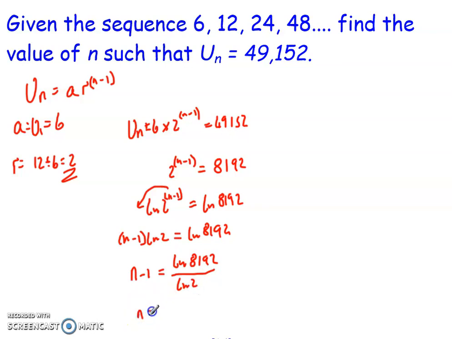So then to solve for n, what I do is I add 1 to this side. So I do ln of 8,192 divided by ln of 2, add 1. And if I take that and I stick the whole spiel in my calculator, what I end up getting is that n is equal to 14. Nice round number of 14. So what I can say is that U14 equals this value that we want here. So it's the 14th term in our sequence.